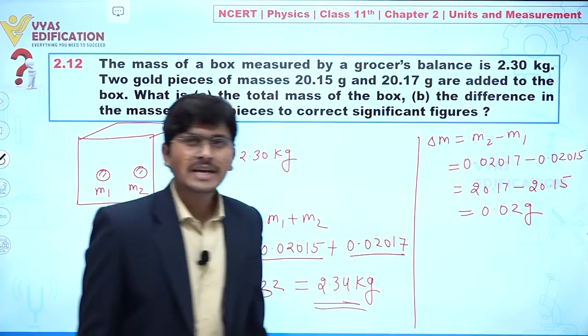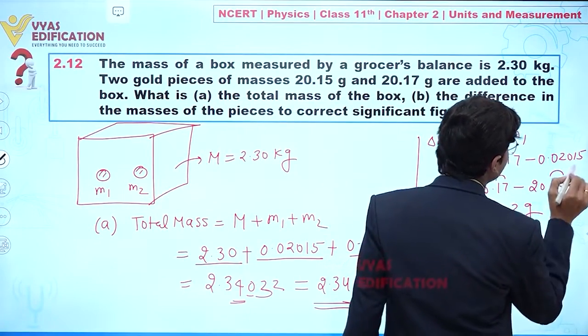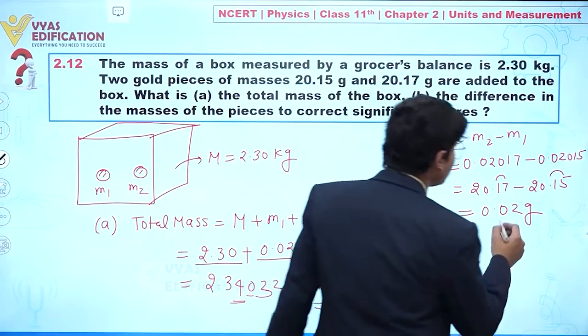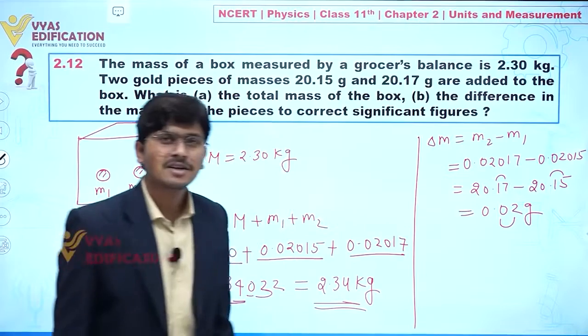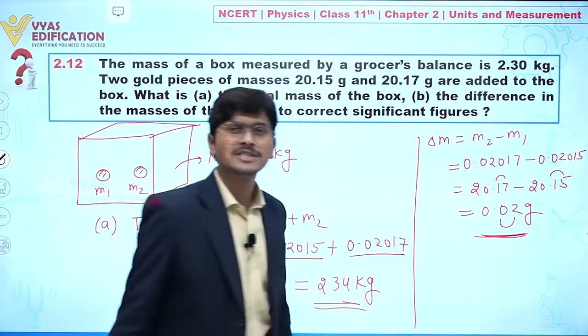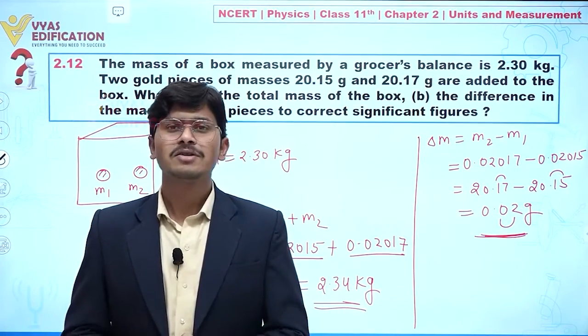Now whenever we are talking about subtraction, after decimal we have only 2 digits, here we have 2 digits. So in the final answer again we will find only 2 digits after decimal, clear. So the correct answer of this question, the difference in the masses, is equal to 0.02 gram, clear. So this is all about this question.